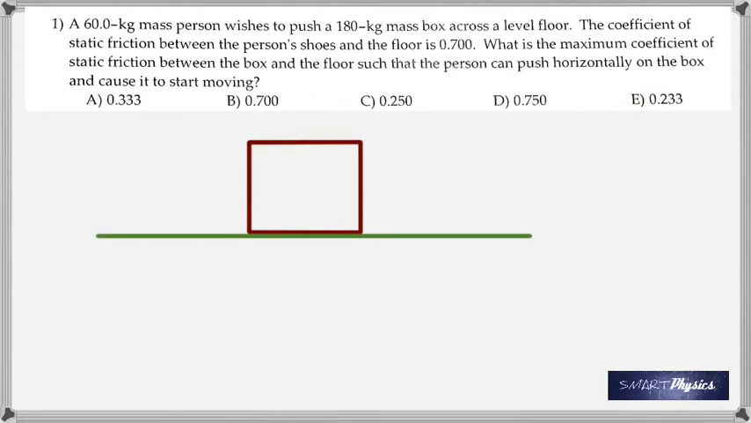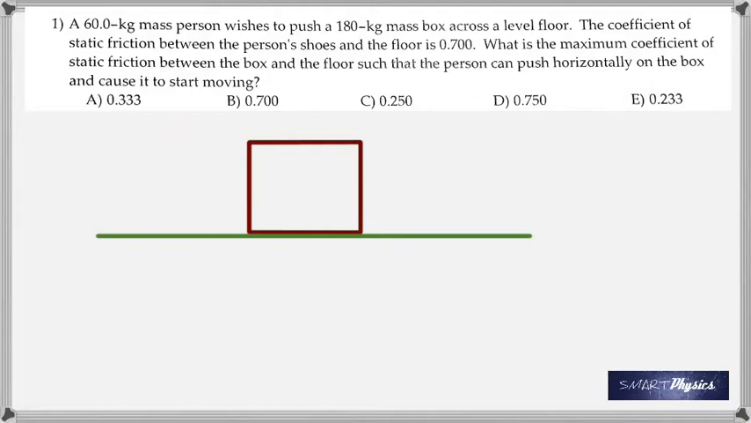Question 1. There's a 60 kilogram person who wishes to push a 180 kilogram mass across a level floor. The coefficient of static friction between the person's shoes and the floor is 0.7. What is the maximum coefficient of static friction between the box and the floor, such that the person can push horizontally on the box and cause it to start moving?